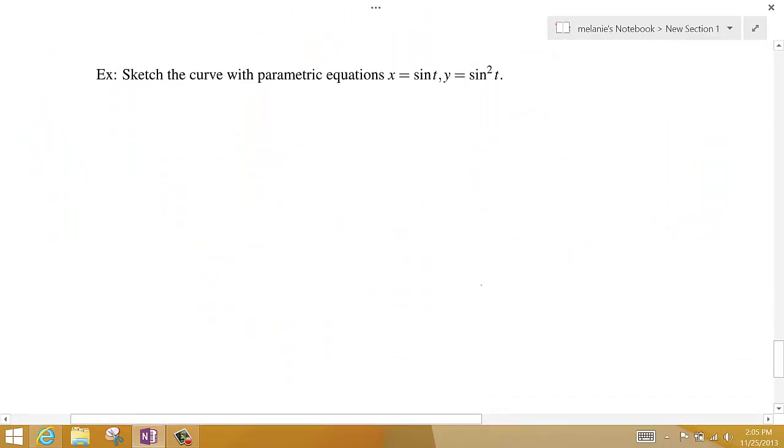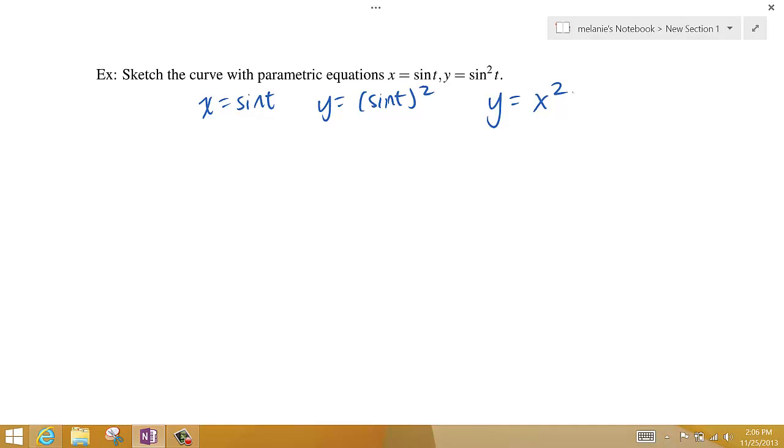Here's another example. Sketch the curve with parametric equations x equals sine t and y equals sine squared t. Do we see a relationship between x and y? Do you see it? Hopefully you see it. X is sine t and y is sine t quantity squared, right? So isn't y equal x squared? Do you see that? Now we have to be very careful here. This is a parabola, right? Y equal x squared. But you're going to see that this parametric equation is not exactly a parabola.